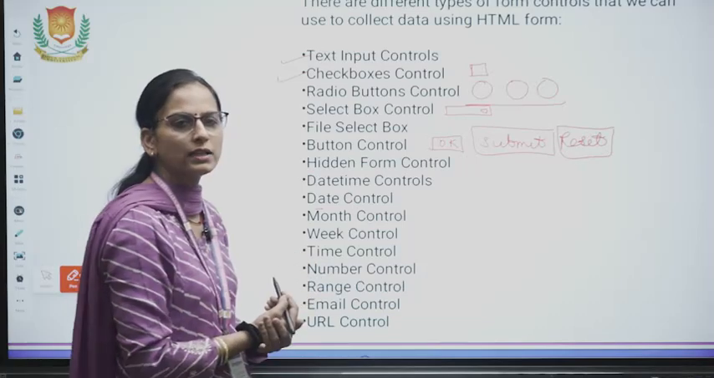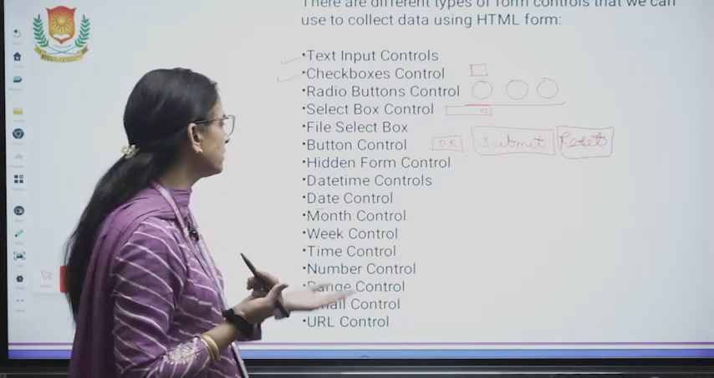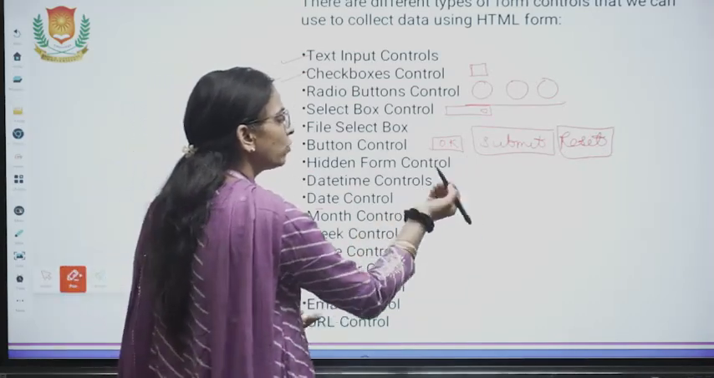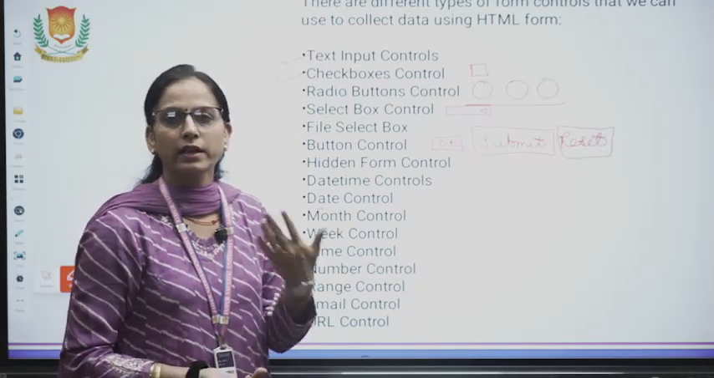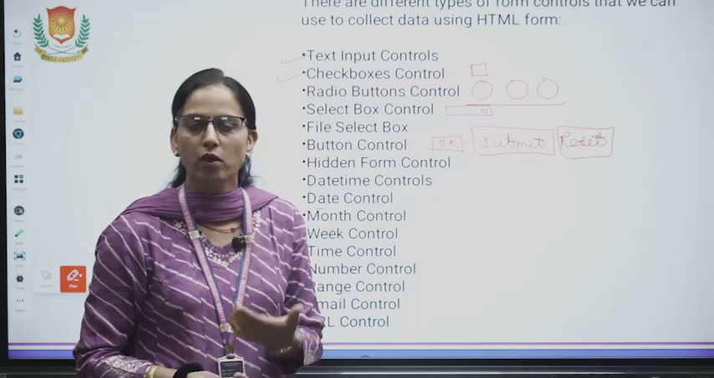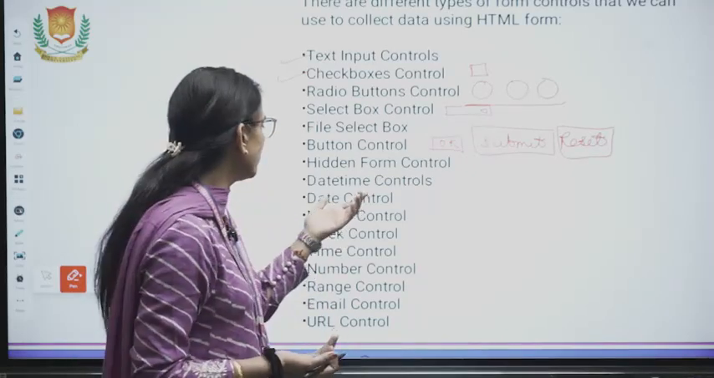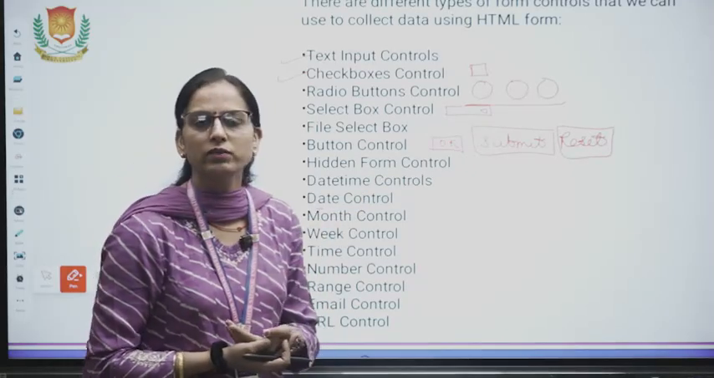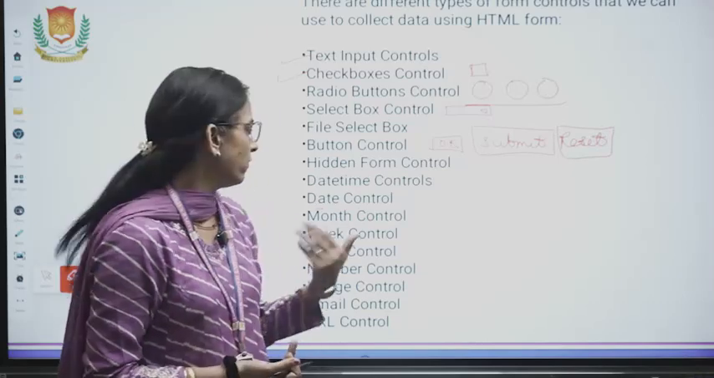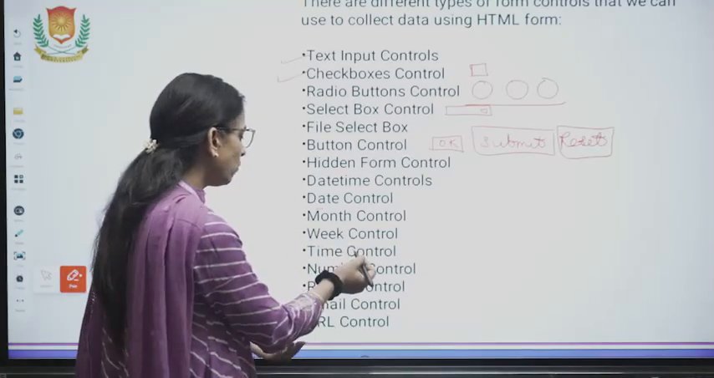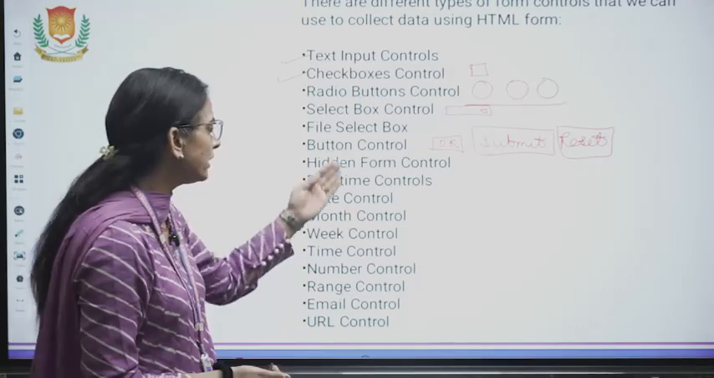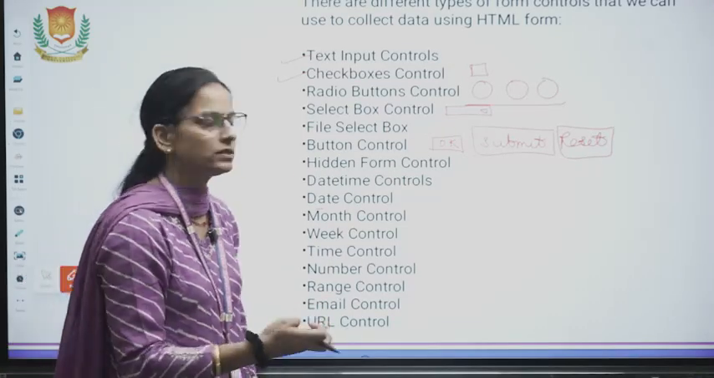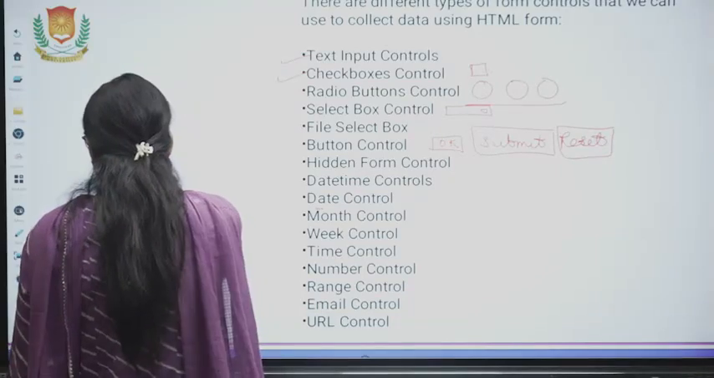Hidden controls are there which cannot be shown on the screen. Date and time control: in the date and time control, we have different patterns. Date can be given in different formats, and in the time also you can give different time formats. We will discuss them. Week control, time control, number, range, email, URL. All these are the different controls we will discuss in detail in this session.